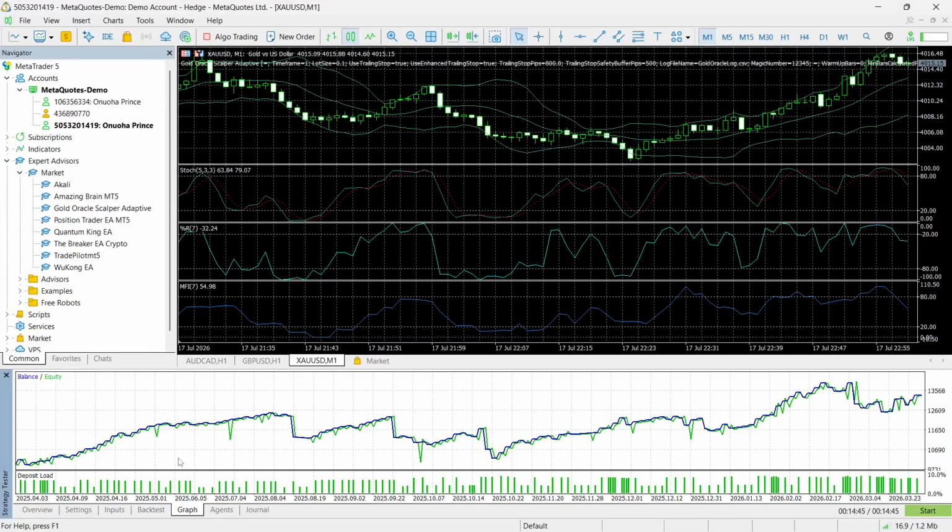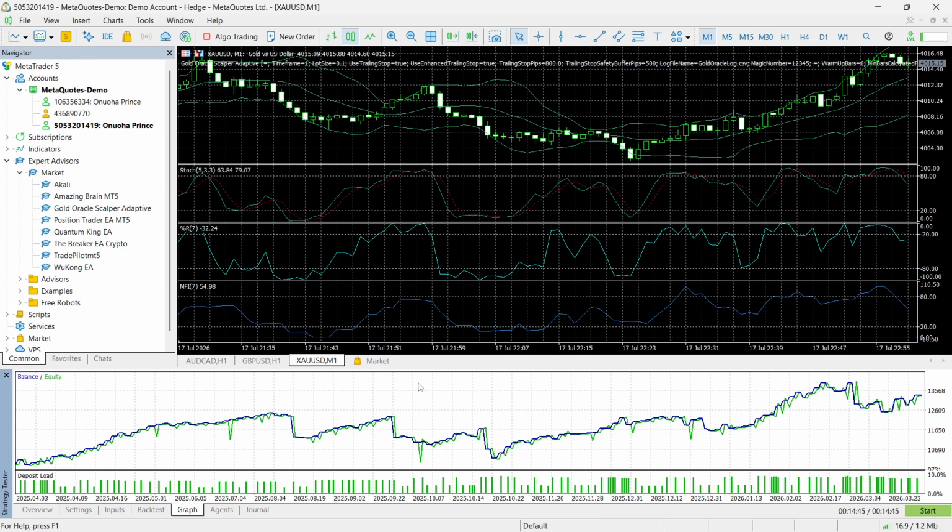All right, so as we can see, looking at the equity curve, it shows nice overall upward growth with several noticeable drawdowns along the way. Some dips around mid-period before recovering stronger towards the end. Deposit load bars indicate regular trading activity, which fits an M1 scalper.